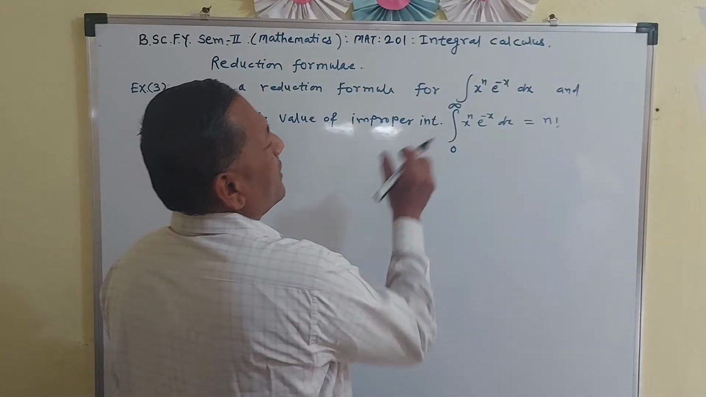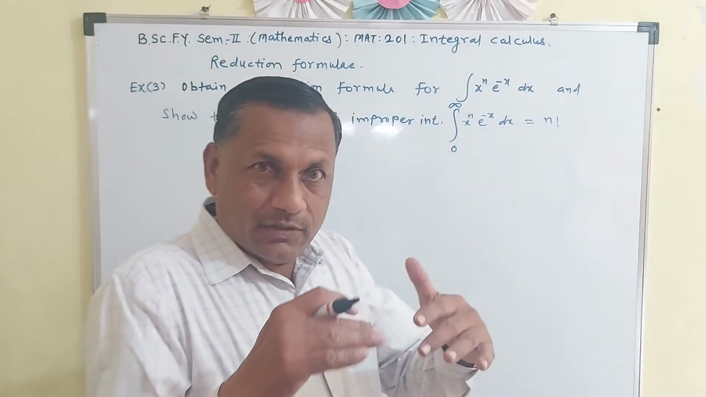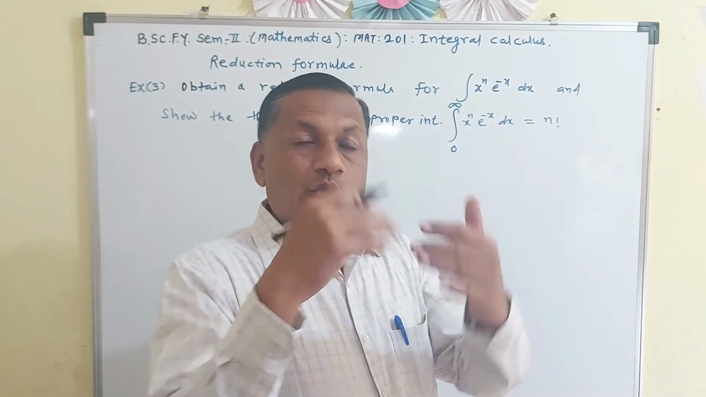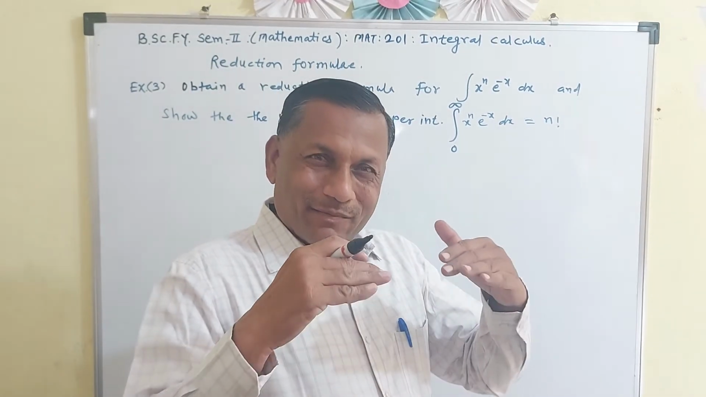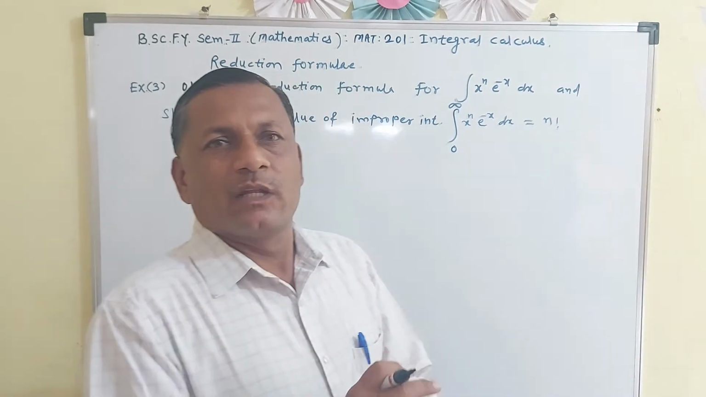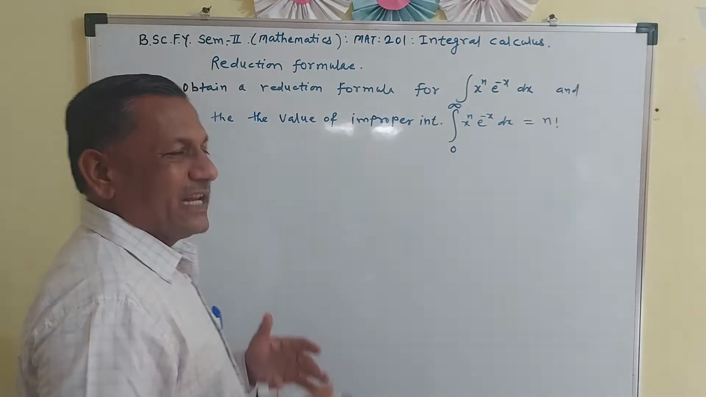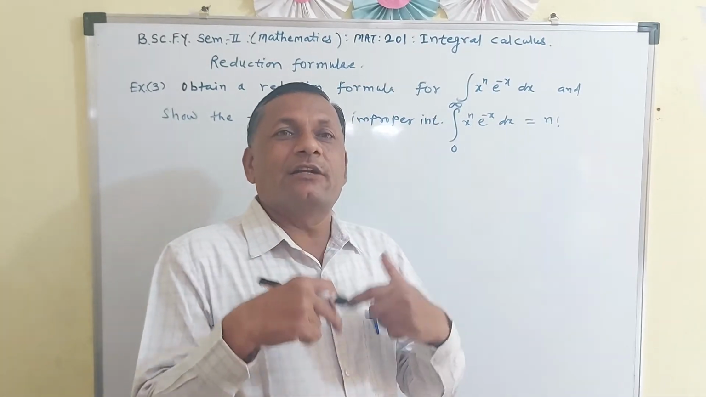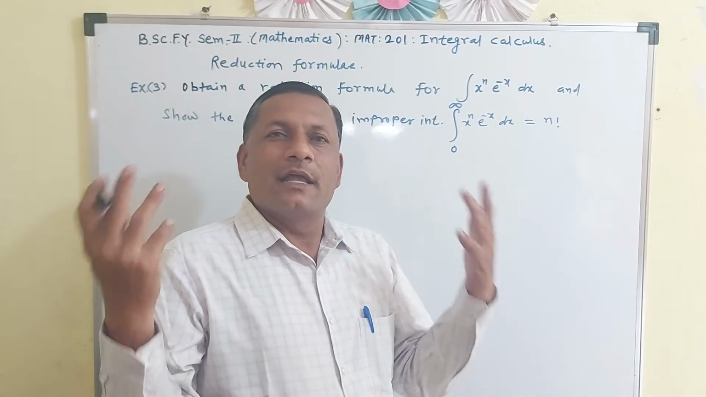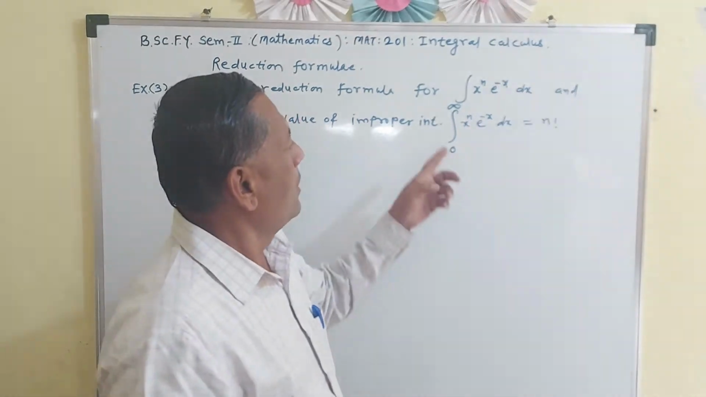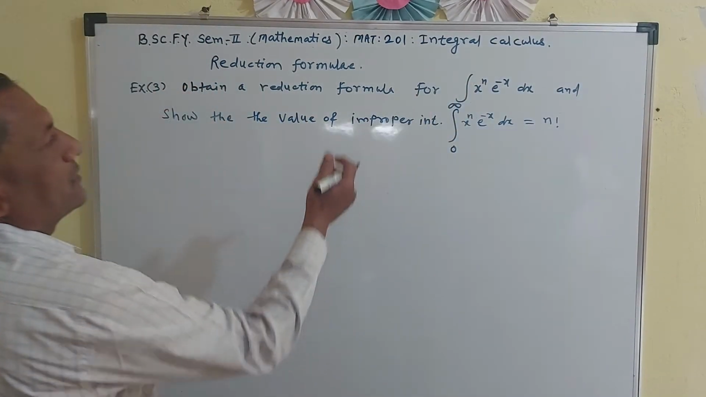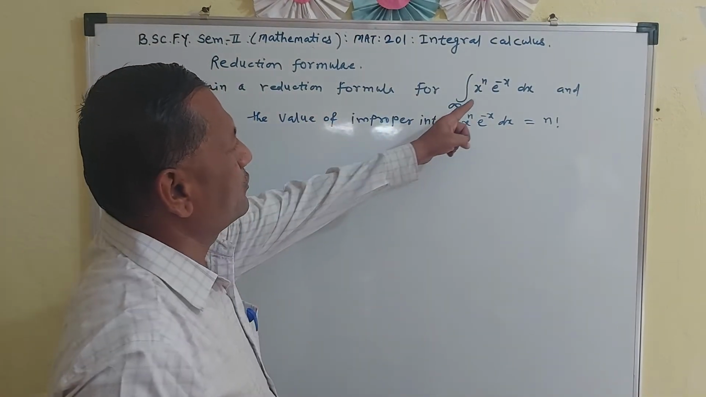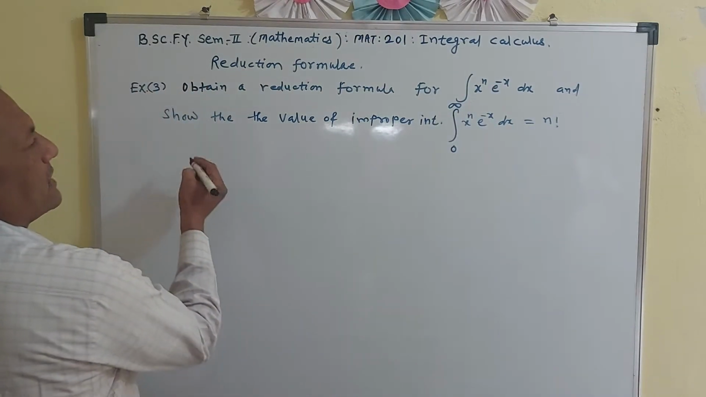Here improper integral means integration between the limits 0 to infinity or minus infinity to infinity. That is the improper integral. Proper integral means integration between certain limits, or integration in the interval a to b, where a and b are any real numbers. So first we see the reduction formula of x raised to n into e raised to minus x dx.